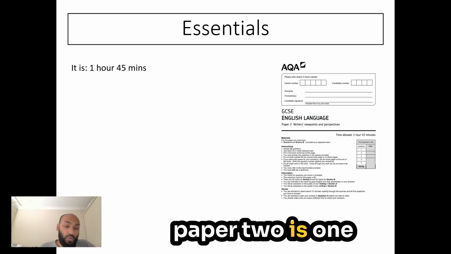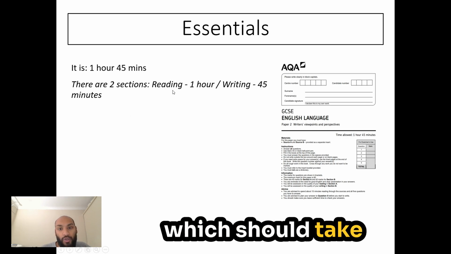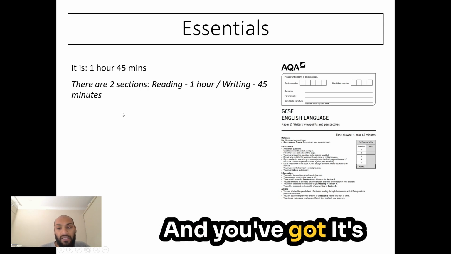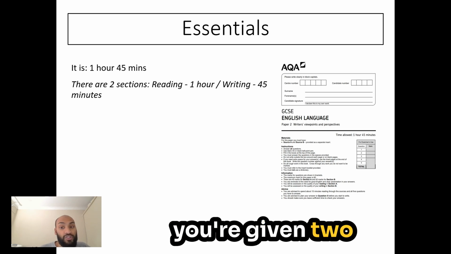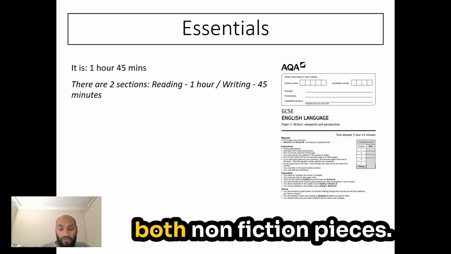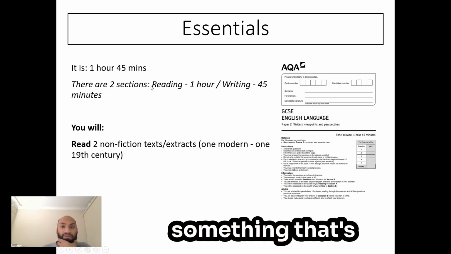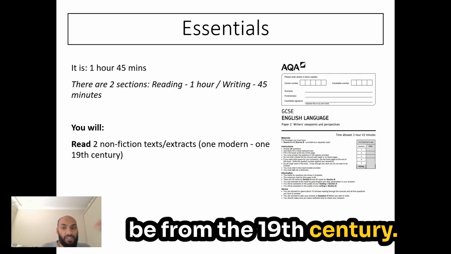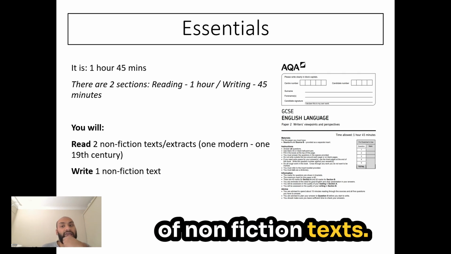Paper 2 is 1 hour and 45 minutes. There are two sections. The reading section, which should take you about an hour. You've got the writing section, which is 45 minutes. And it's important to navigate your time well. In the reading section, you're given two different sources, both non-fiction pieces. One of them is a modern text, something that's fairly modern. One of these texts will be from the 19th century. You will need to start getting used to reading these types of non-fiction texts.